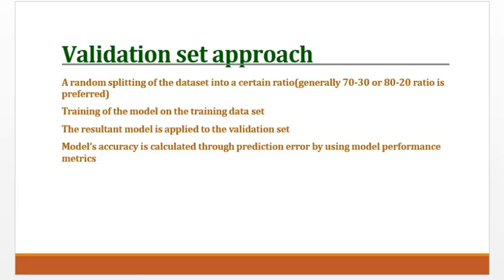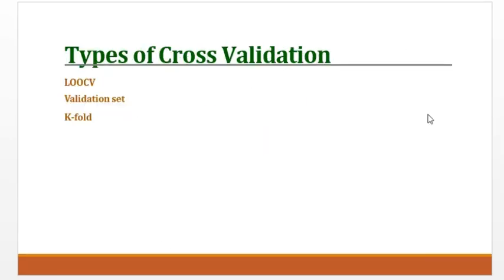Now, a random splitting of the data set into a certain ratio. Now, types of cross validation are LOOCV, validation set, and K-fold. We'll be looking into the validation set approach.